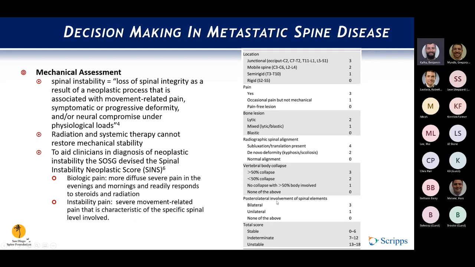Then you do your score. You look at the location of the lesion, the type of pain involved, what the bone lesion is, how the alignment is, whether there is collapse, and whether there is posterior involvement. That gives you an idea, with the total score, whether the patient is stable, intermediate, or unstable.